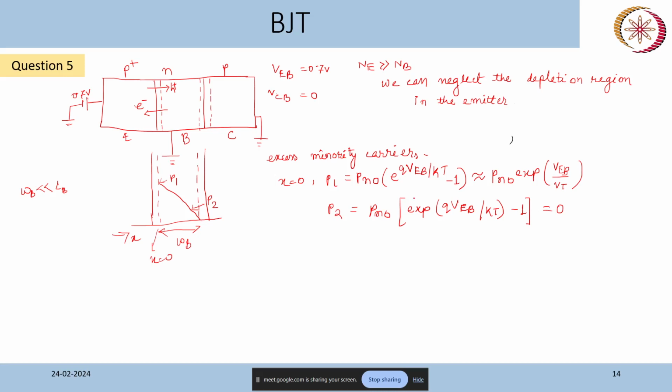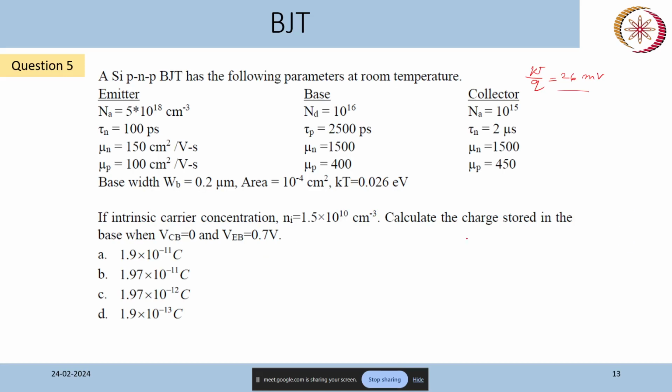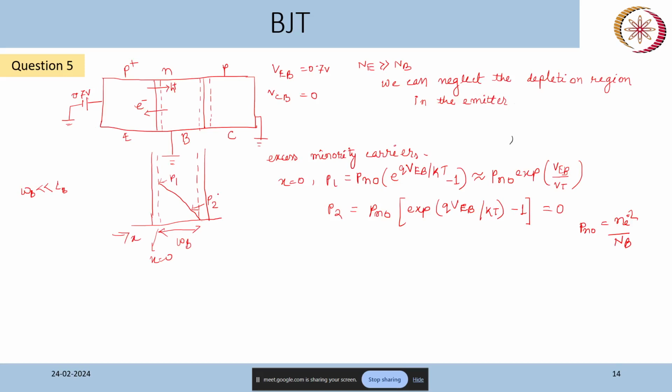And what is Pn0? It is Ni square by Nb. Okay. Now it was the question. The question was that calculate the charge stored in the base region. Okay. So these are the excess charges which are stored in the base region.